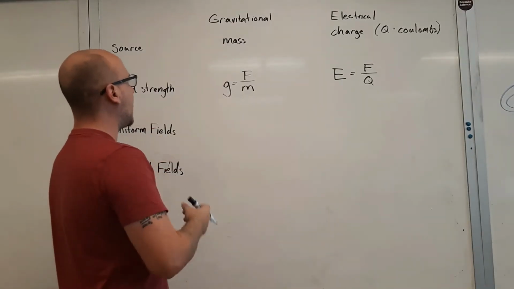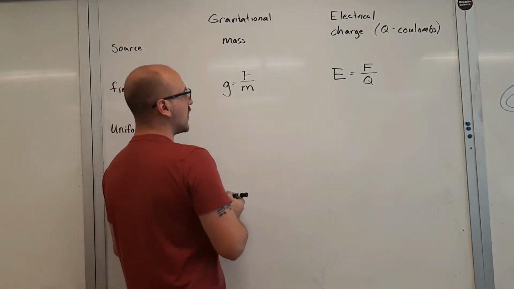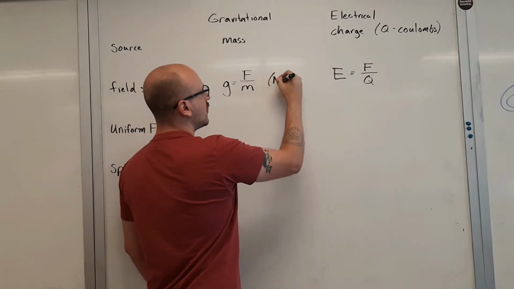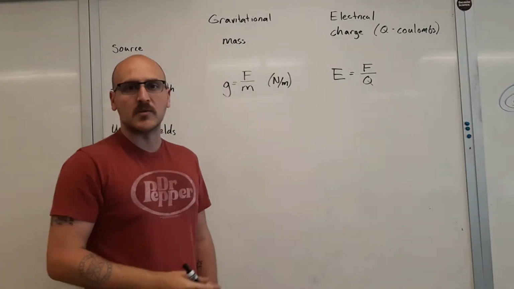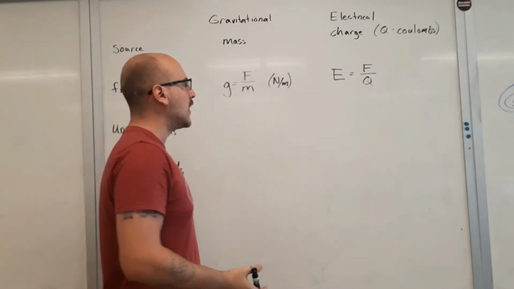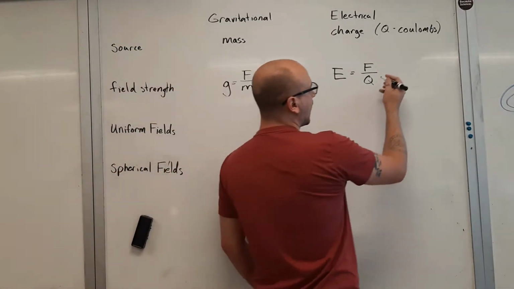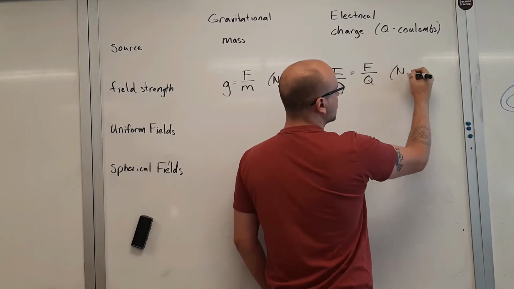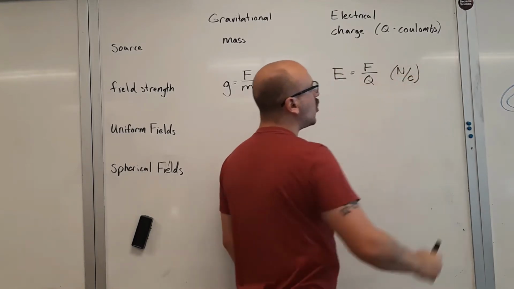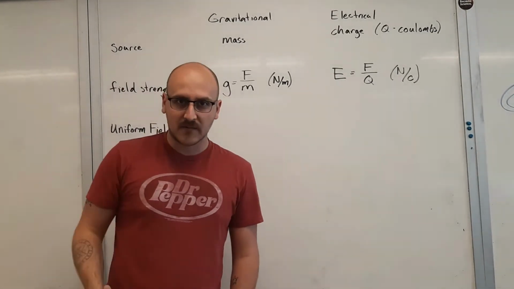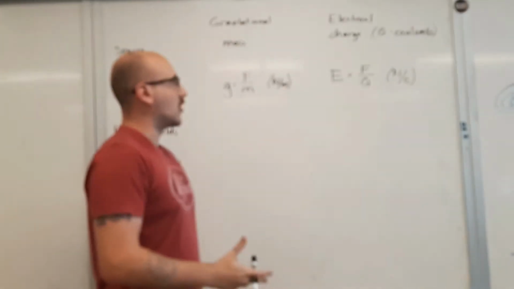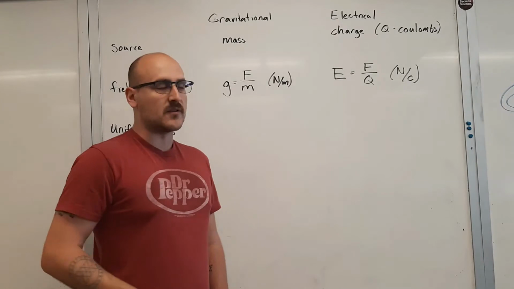Which means that when we're looking at field strength for gravitational stuff, you've got newtons per kilogram, which ends up getting you meters per second squared. When you're looking at electric fields, that would be newtons per coulomb. So different units for these two fields, but they're behaving similarly. The larger the force is, the larger the electric field is.